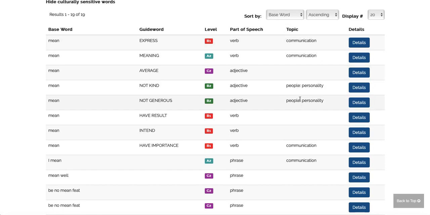So for example, if we have a look at the topic of people and personality in particular, you see that mean can be used meaning the person who is unkind or not generous, and they belong to level B2. This is an adjective. If we talk about communication, here we have different levels. A2, like in the phrase I mean, or B1, meaning express in this case.